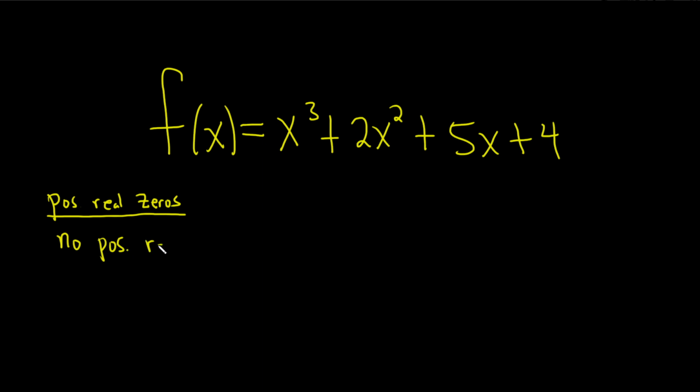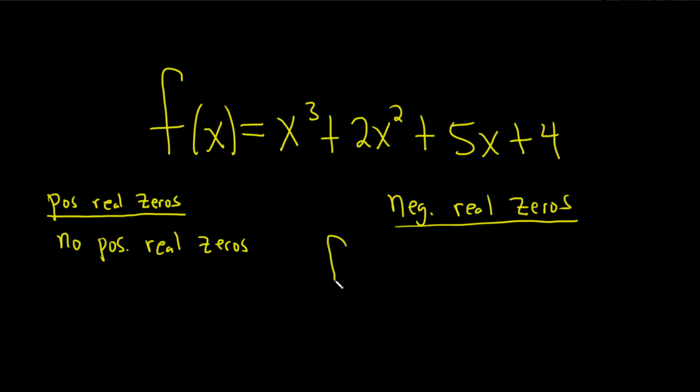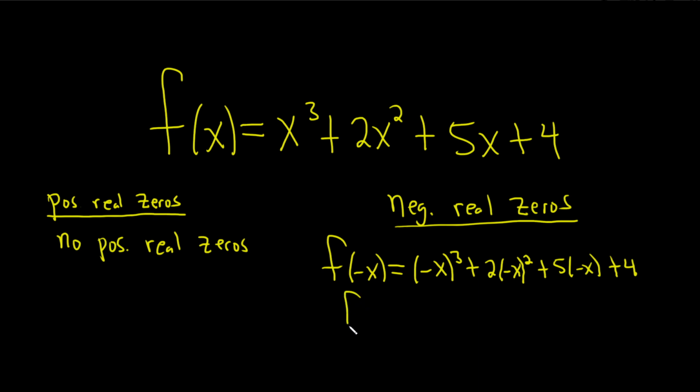So nothing to do here. We only need sign changes. Okay, let's look for the negative real zeros. For the negative real zeros, what we do is we have to replace x with negative x. So let's rewrite it as f of negative x equals, and this becomes negative x cubed plus 2 times negative x squared plus 5 times negative x plus 4. Okay, so this is f of negative x.